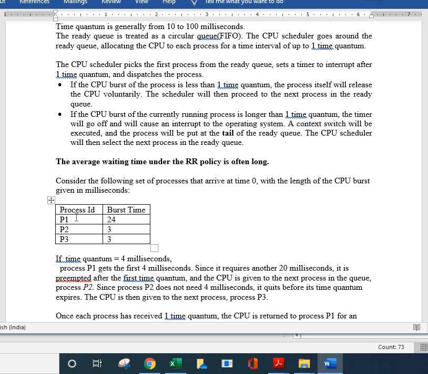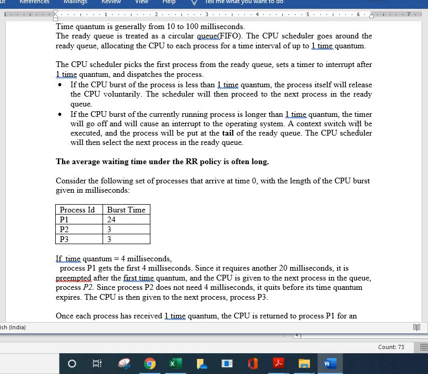Whereas in case of P1, where the burst time of the process is greater than the time quantum, the timer will go off. Once the timer goes off, that is after the elapse of the time quantum of 4 milliseconds here, the process will be interrupted by the operating system, and the context switch will take place. So P1 will be preempted, and the CPU will be given to P2 for execution.